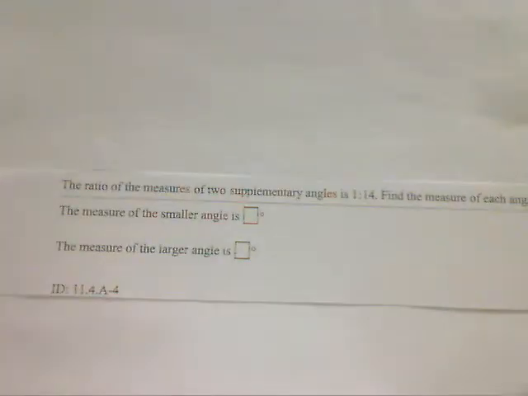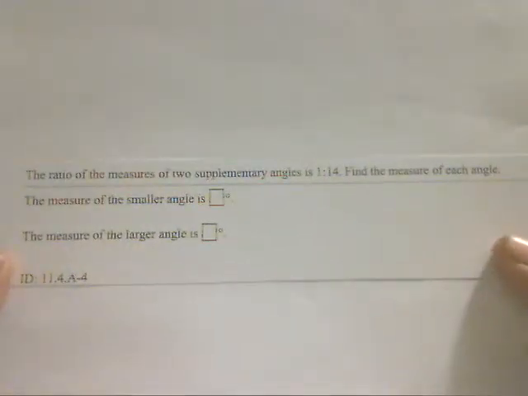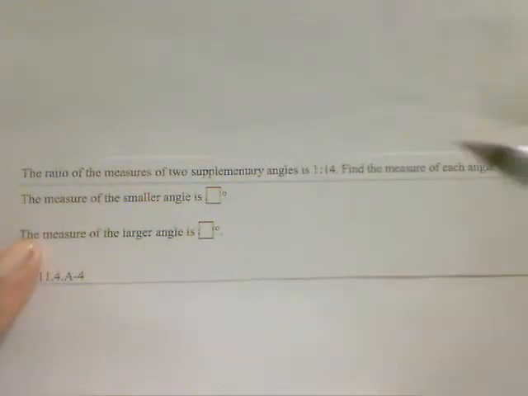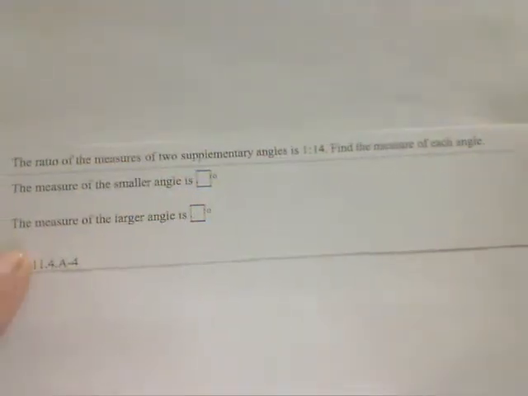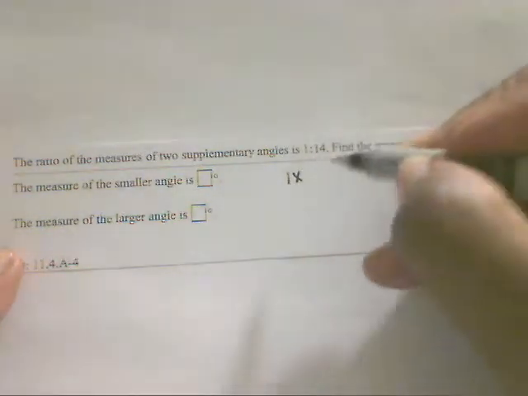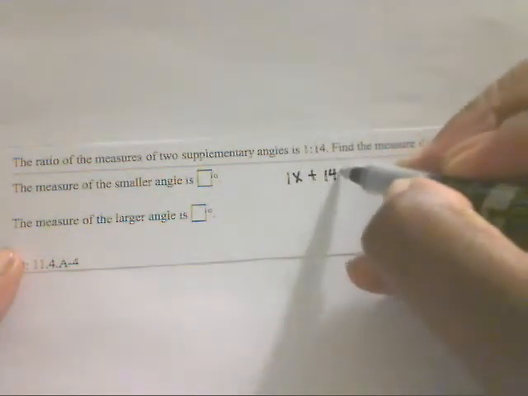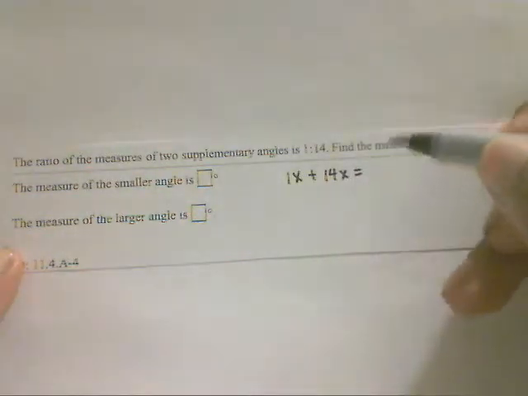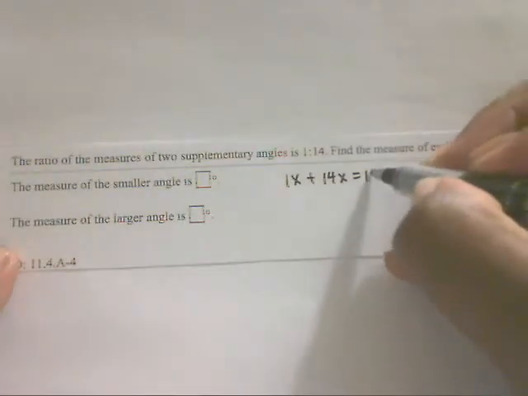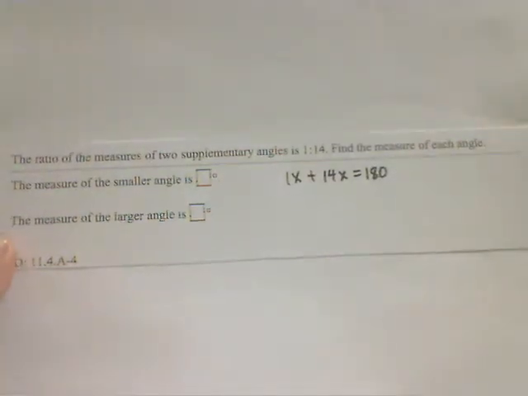Problem number 2. The ratio of the measures of two supplementary angles is 1 to 14. Find the measure of each angle. Okay? It's 1 to 14, so that means if I let x be whatever the angle that I'm looking for, 1 is going to be 1x, to 14 would be plus 14x. And it's supplementary, that means that the sum of the two angle measures must equal 180 degrees.